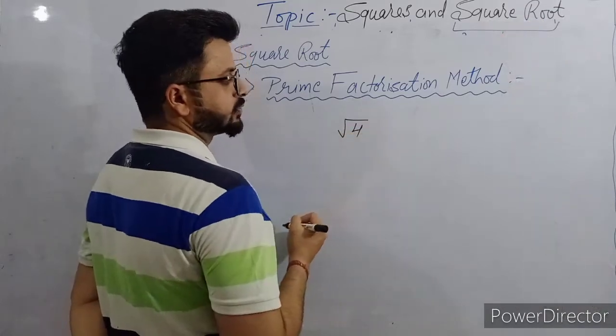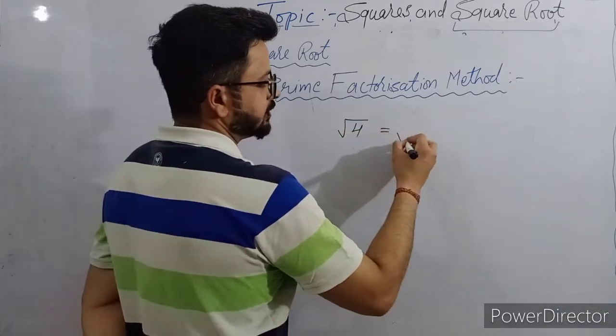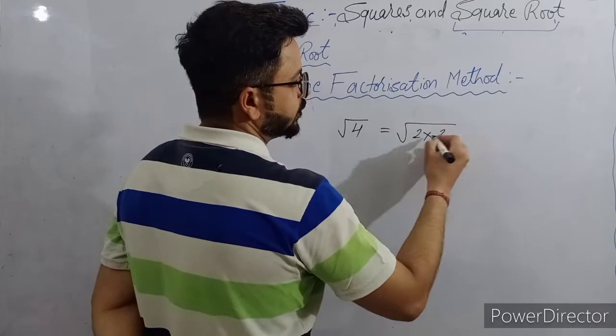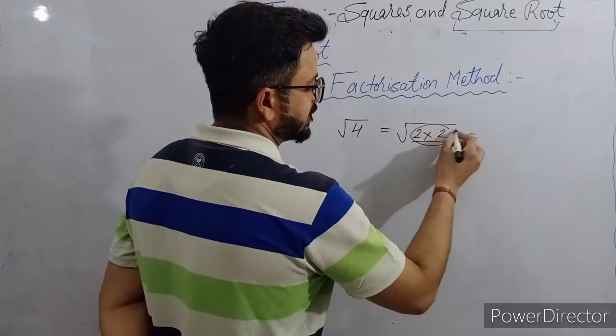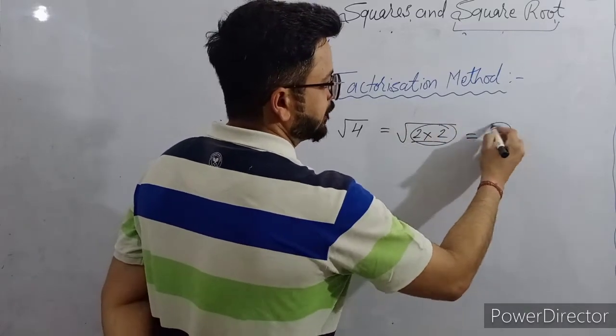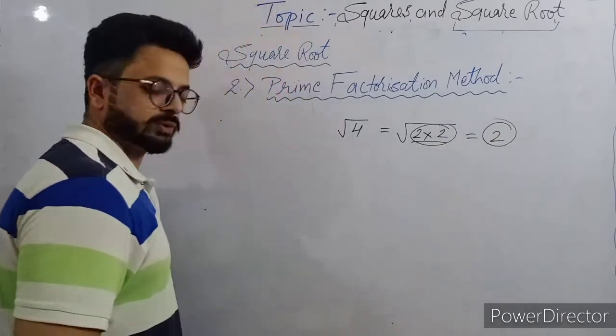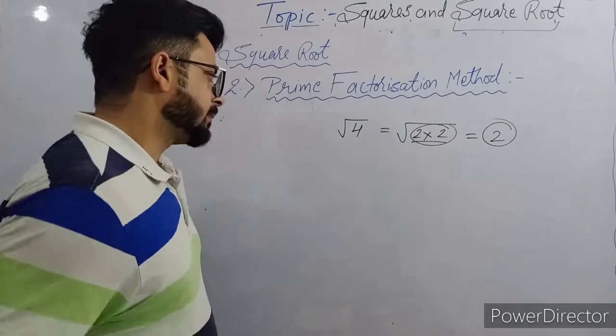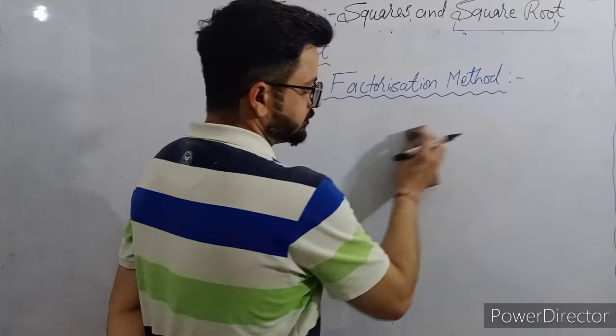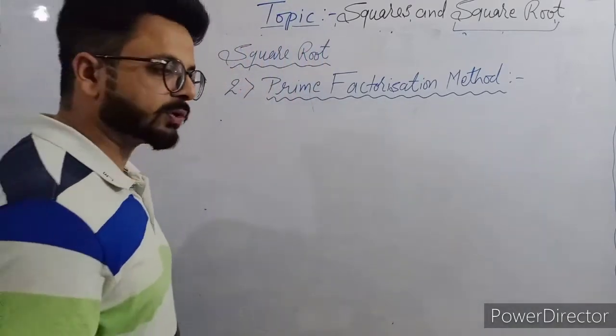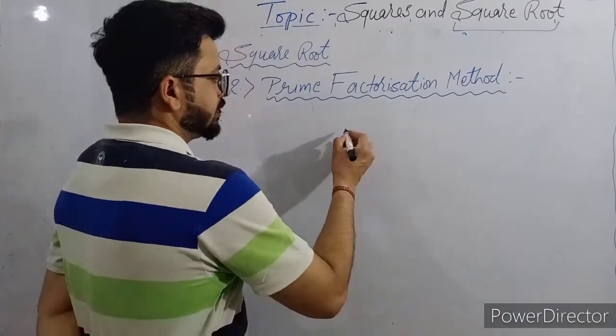I need to calculate the square root of 4. Then what will come? We can write 2 into 2. One pair is there, and from one pair, one value will come outside. 2 is the square root. So square root is the opposite case of square.